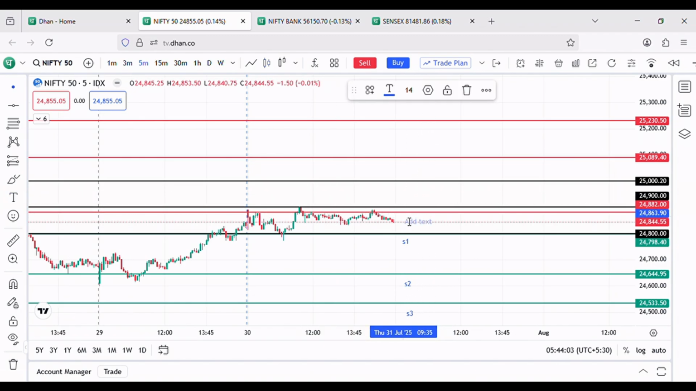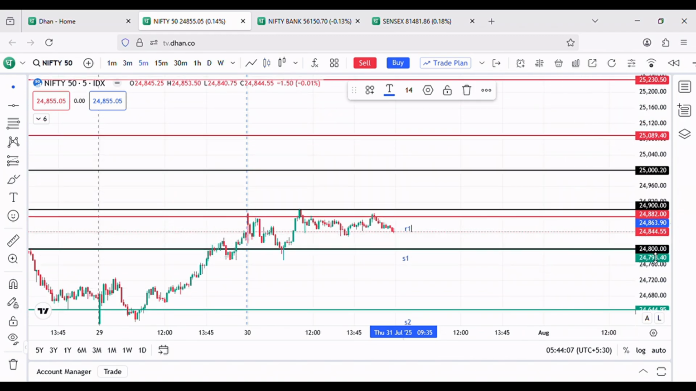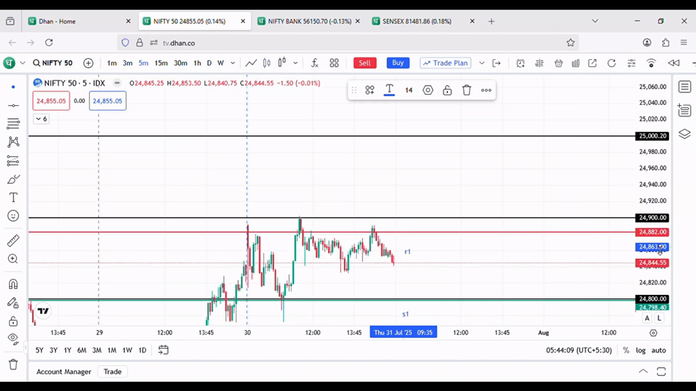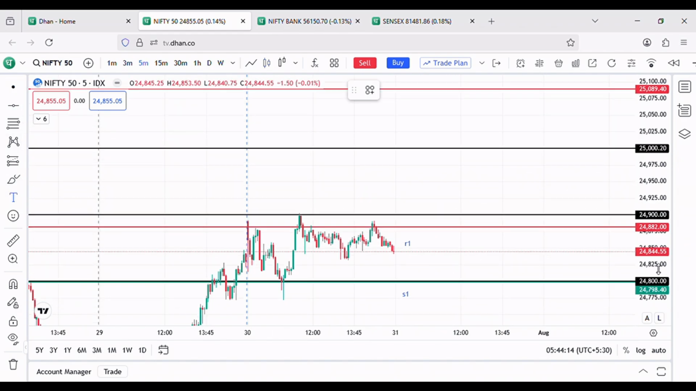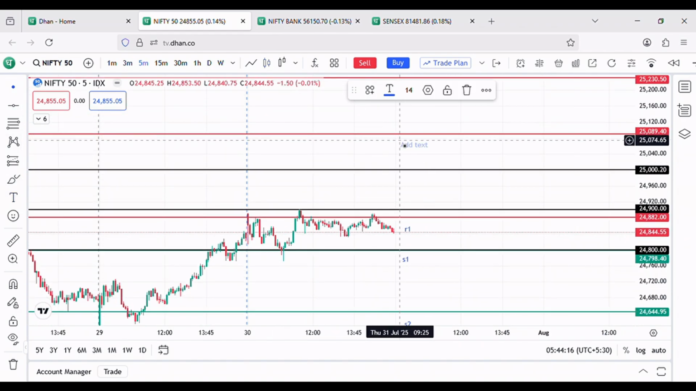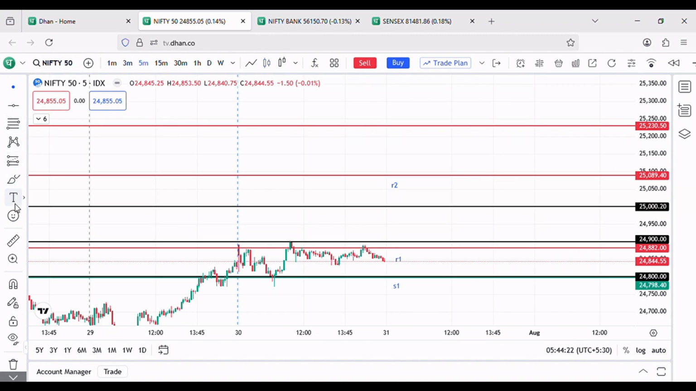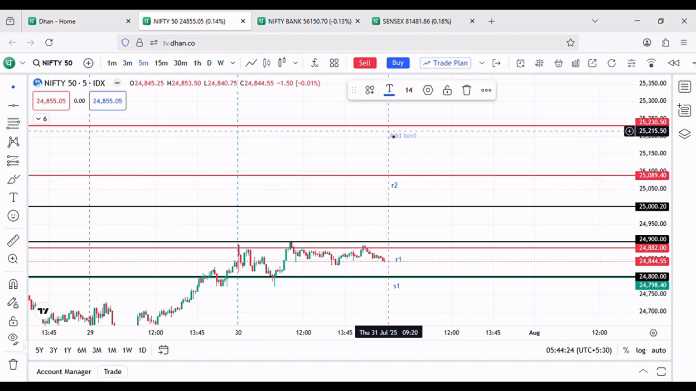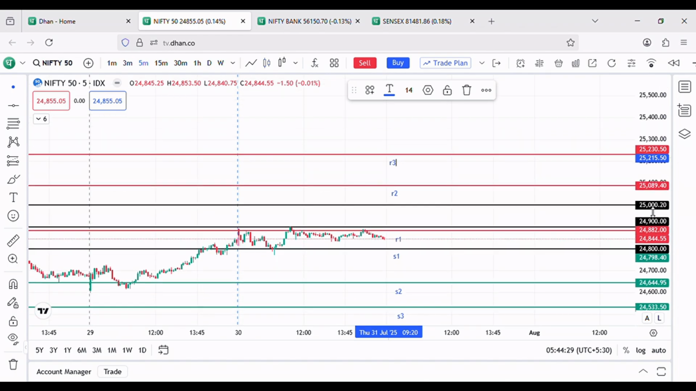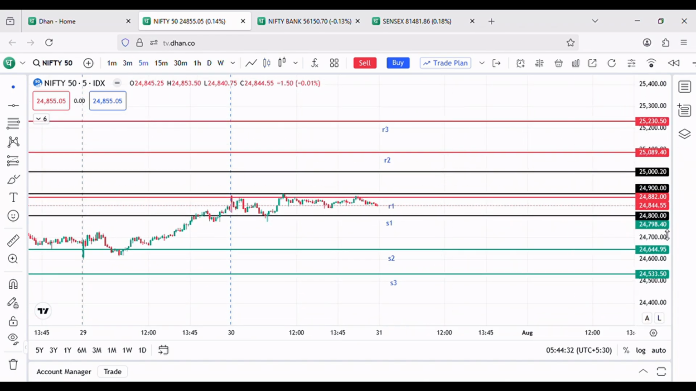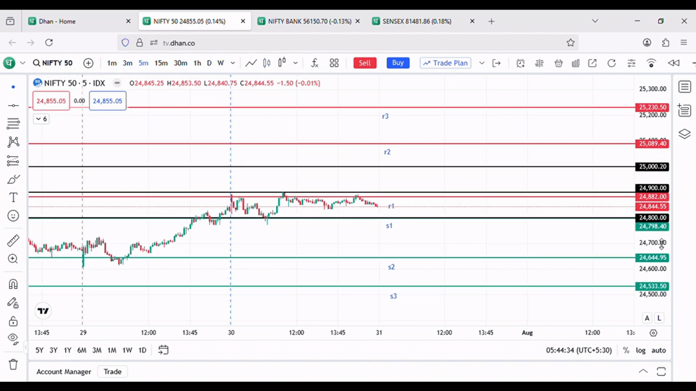This is R1. R1 24,882. R2 25,089. Then R3 25,230. So these are the important key levels for today.